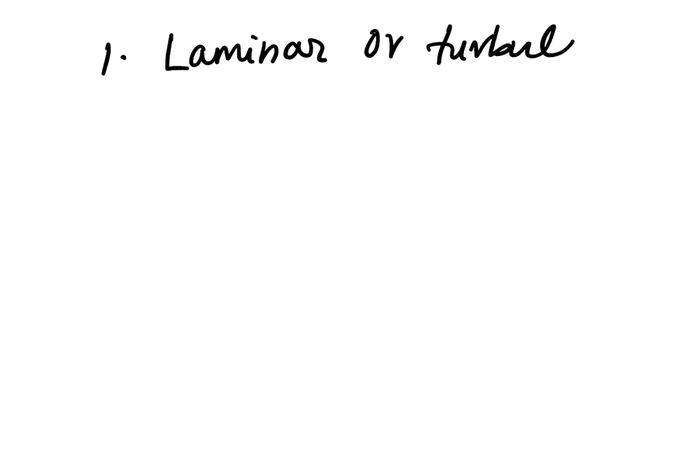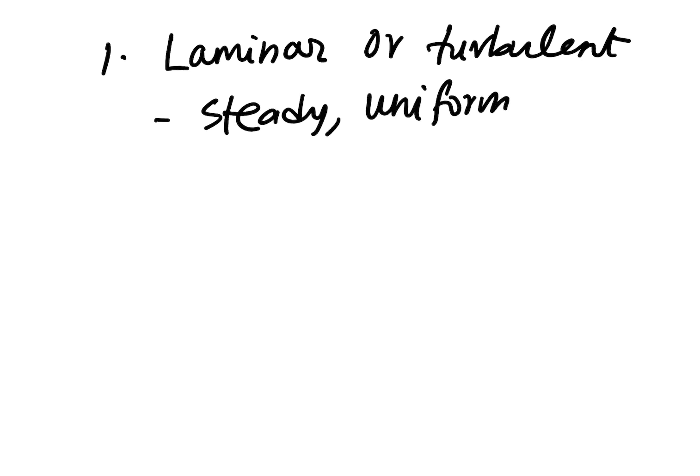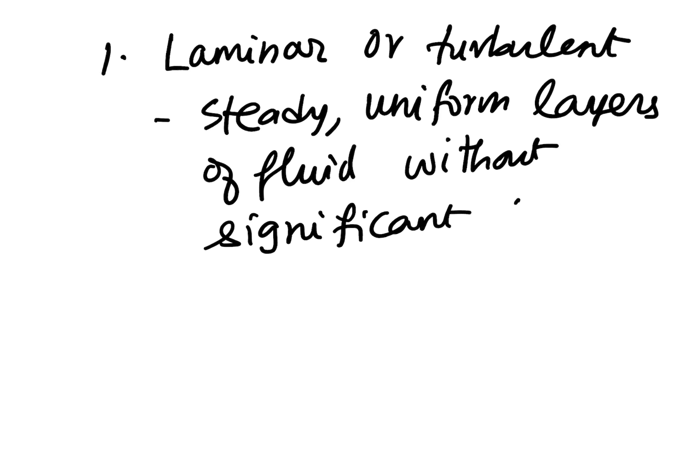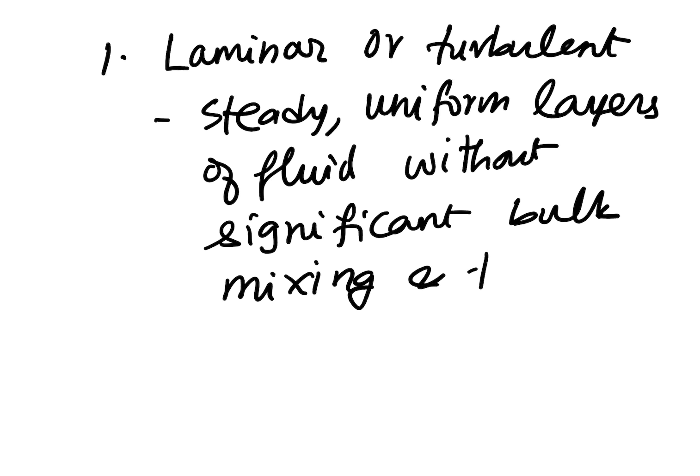If we think of characteristics of pipe flow, the most prominent characteristic is: is it laminar or turbulent flow? What is laminar and what is turbulent? Laminar means nice, steady, uniform layers of fluid without significant bulk mixing and time dependent effects.